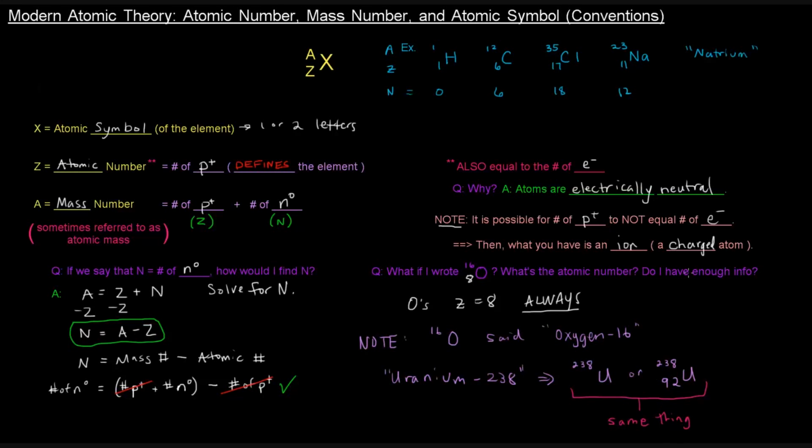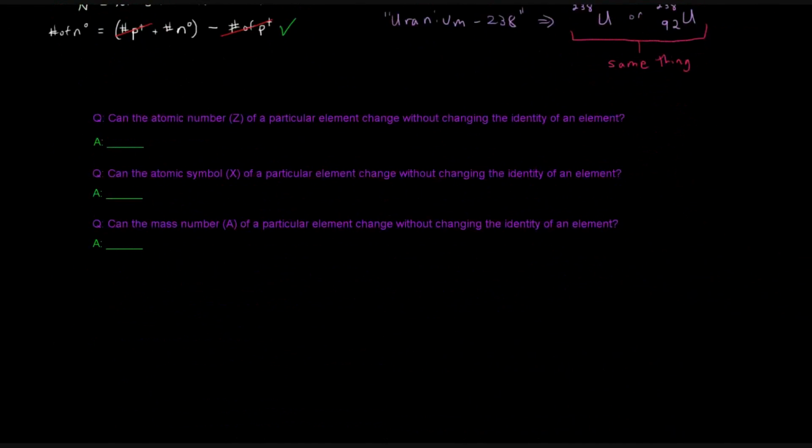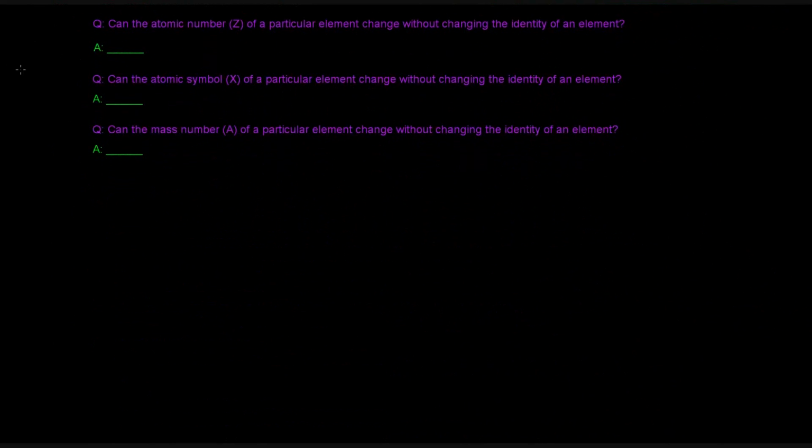Okay. So below, I've got some questions here that we should answer. First one, can the atomic number Z of a particular element change without changing the identity of the element? Well, the answer there is no. Because we said that the atomic number Z, the number of protons, defines the element. So if you change the Z, then you're changing the element. So this is not possible.